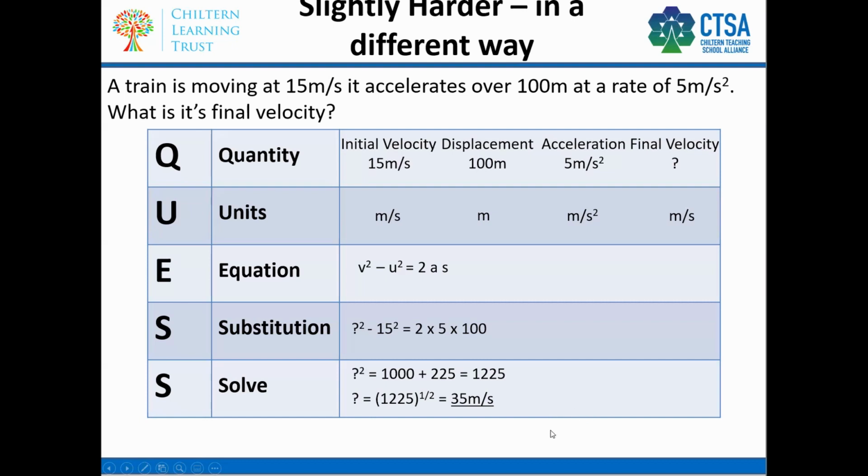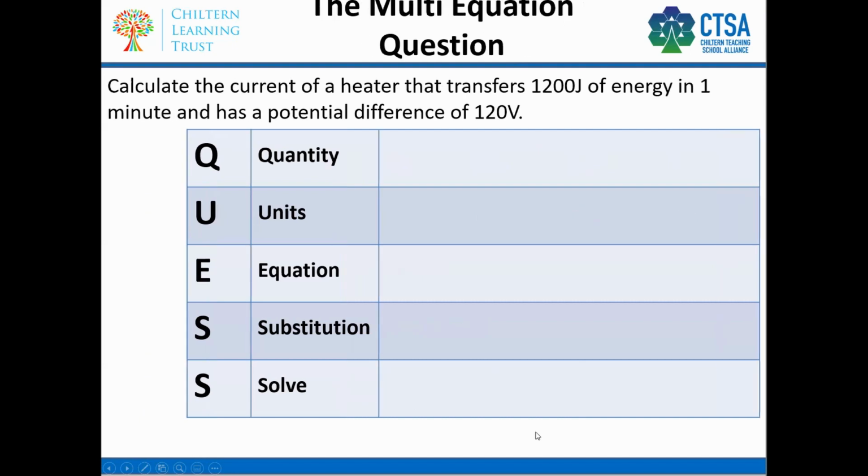So the final thing we're going to look at now is using Quest to answer the multi-equation question. So again, the first thing we're going to do is identify the quantities. If we read this, the very first quantity that comes up is actually telling us what to calculate. So this time we're going to write current, question mark, first. We then continue going, and we see there's 1,200 joules of energy at a time of 1 minute, and it has a potential difference of 120 volts.